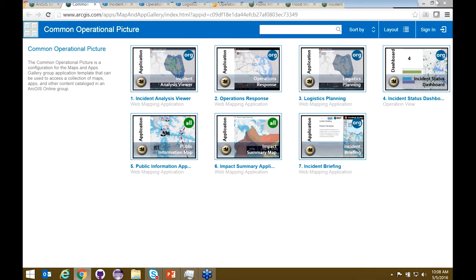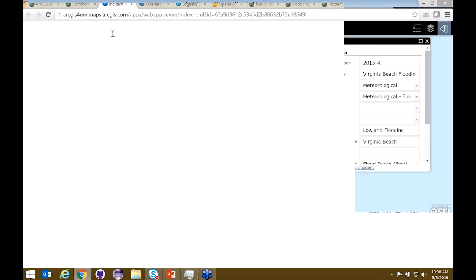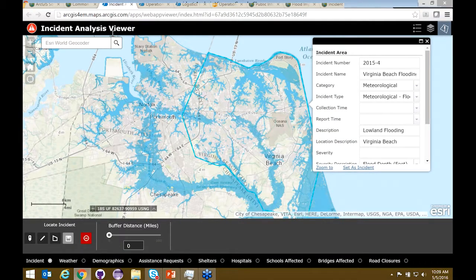So we take a look at the first one, which is the Incident Analysis Viewer. This is a configuration of our web application builder in concert with a situation awareness widget that we deliver. The Incident Analysis Viewer allows you to come in and size up what's going on as the event unfolds. So the first thing that the application allows you to do is come in and set the incident area. So what's the response area, or what's the boundary of the incident that we're dealing with? So we'll come in and set this as the area of focus.